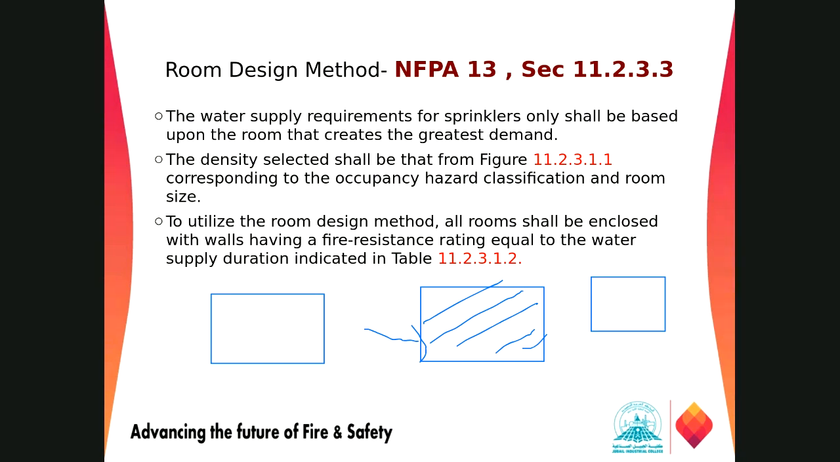Here we don't care about the remote point or the farthest point in the system. We just calculate room by room. The room design method is normally applicable for places which don't require more than 4 or 5 sprinklers. If you need more than 4 or 5 sprinklers, it is better to go with the previous method.